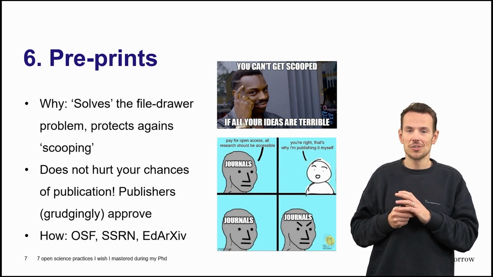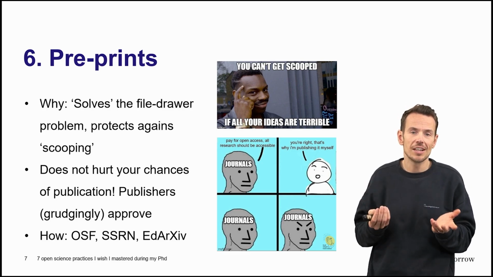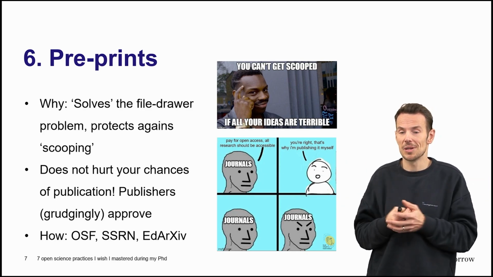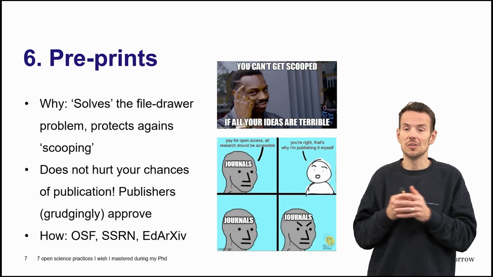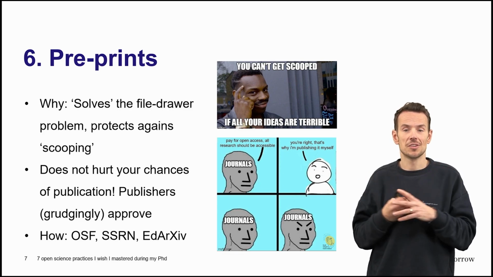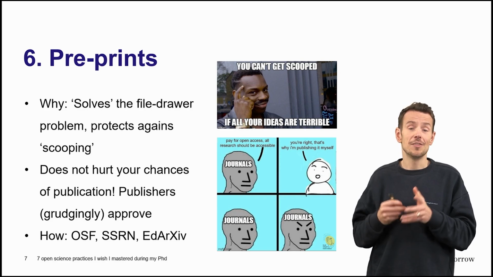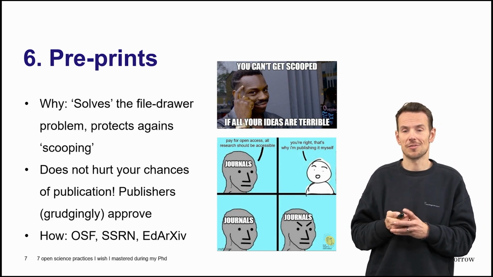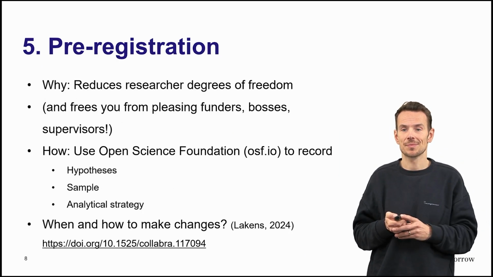It does not hurt your chances of publication. The publishers grudgingly admit it. So generally, I just think this is a thing that you should do with every paper. I do it with every paper I write. It's also freely available and easy to do on websites such as OSF or SSRN. Depending on your domain, you can have different repositories that you use. If you're scared of getting scooped, this is also a great way to prevent that from happening, because everybody can see that you published it at that point in time.